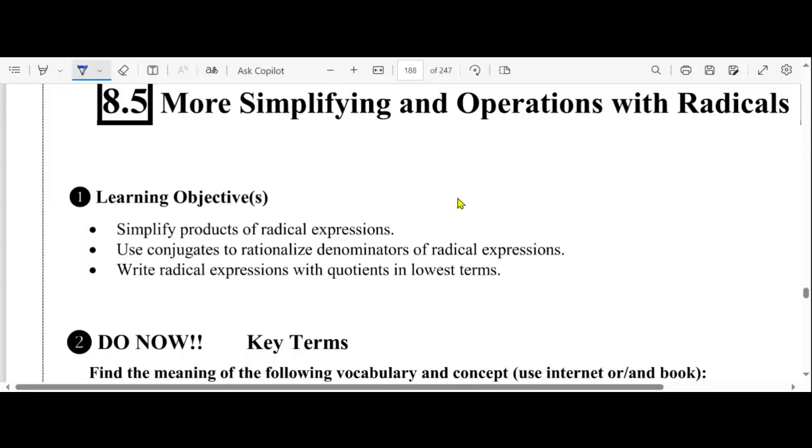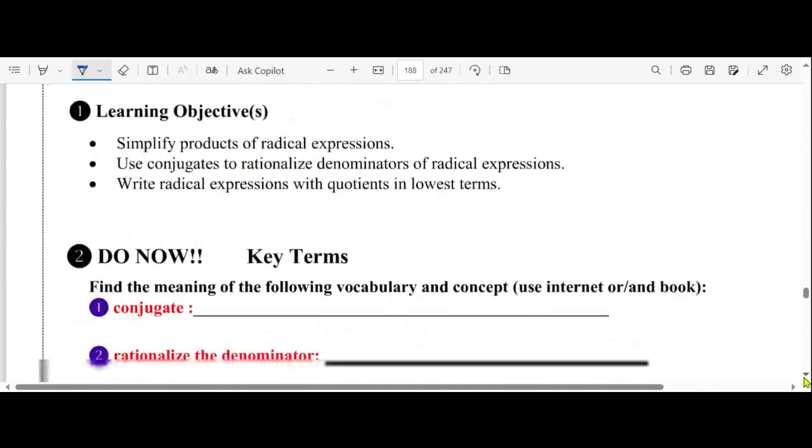8.5, more simplifying and operations with radicals. Learning objectives: 1. Simplify products of radical expressions. 2. Use conjugates to rationalize the denominator of a radical expression. 3. Write a radical expression with a quotient in lowest terms.